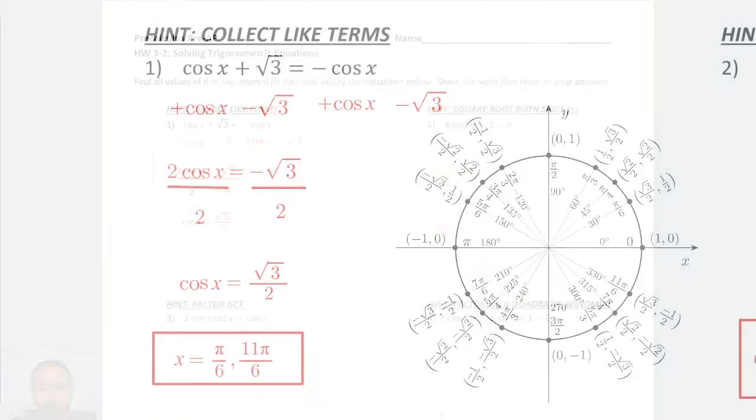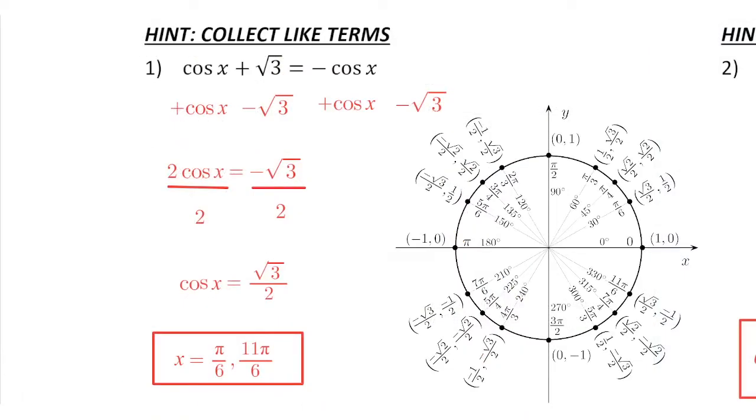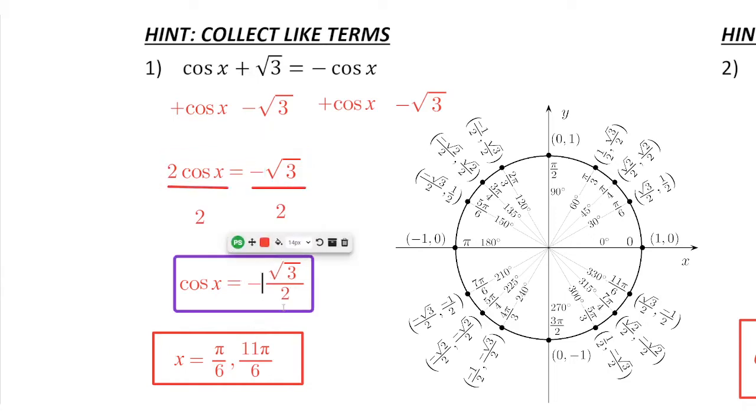Right off the bat, we have an error here, and this is just kind of a sloppy error, to be quite honest. When I divided by 2 and I got root 3 over 2, I somehow lost the minus sign, the negative. So let's go ahead and put that back in.